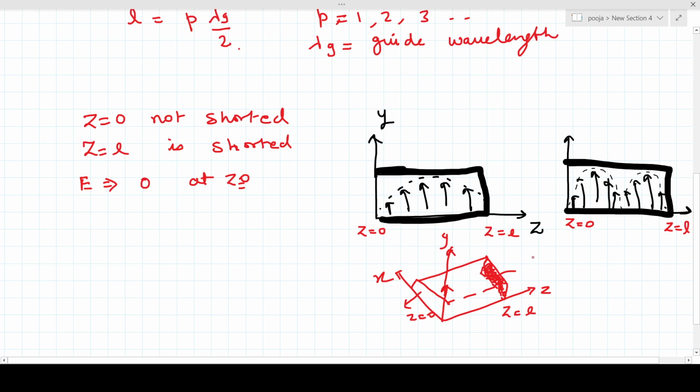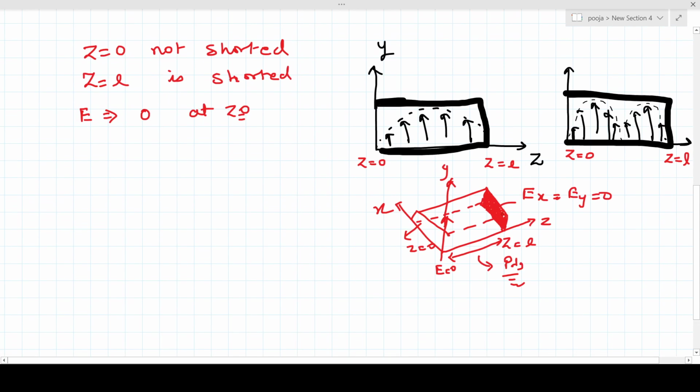The electric field components Ex and Ey will be 0 here, because it is a metal boundary. The conducting boundary condition says that the tangential component of the electric field will be 0. Since it is a metal, the electric field will be 0 at this particular point. And if the electric field is 0 at this point, then this length must be a multiple of half wavelength, lambda g by 2. Then only this condition would be appropriate. Otherwise, what would happen?